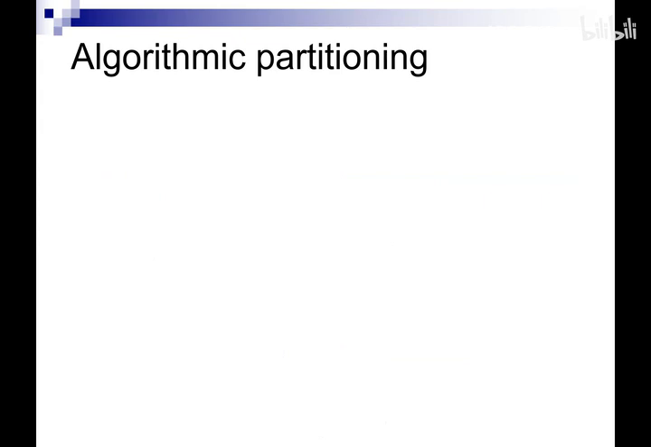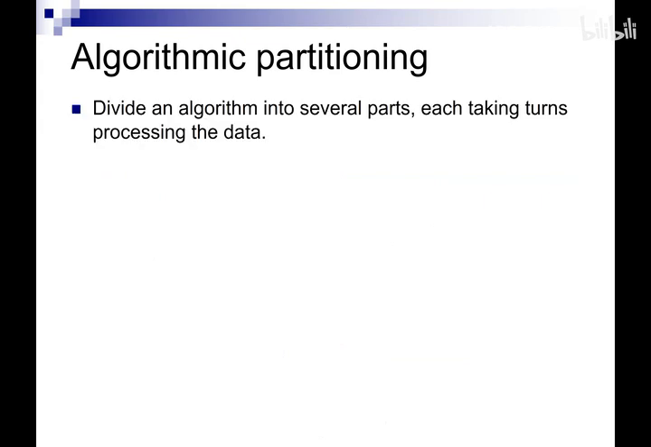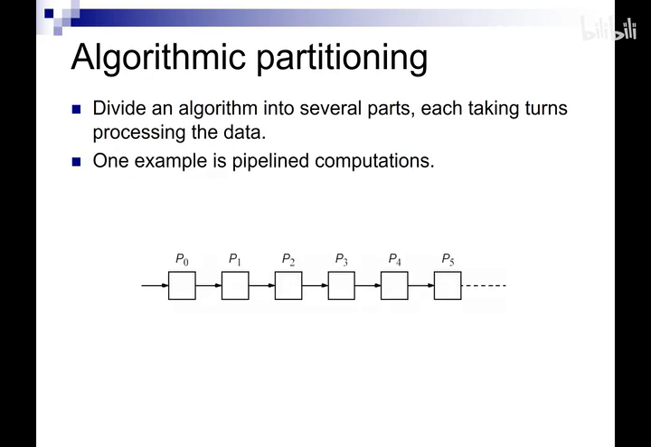So that is how we do divide and conquer partitioning. And so that covers the two types of data partitioning we're going to talk about. Next, we're going to move on to algorithmic partitioning. Remember, algorithmic partitioning means we're not going to break the data into different parts, but we're going to break an algorithm into different parts. Each part of the algorithm is going to take turns processing the data. A good example of this would be a pipeline computation.